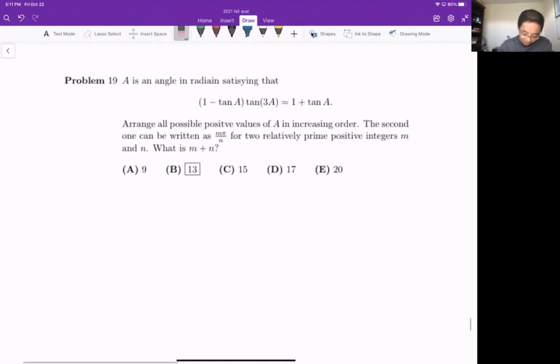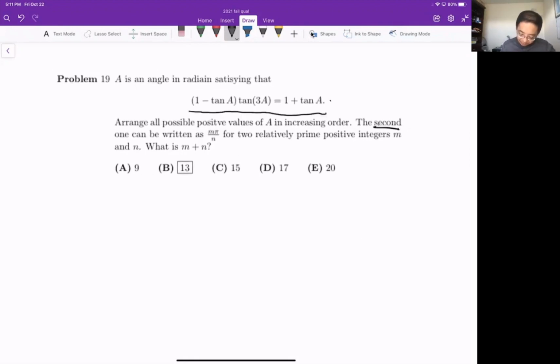Question number 19. Here we have an angle A that satisfies the equation 1 minus tangent A times tangent 3A equals 1 plus tangent A. And then we list the values of A in increasing order, and we want to find the second one. All right, so first, let's try to simplify this equation.